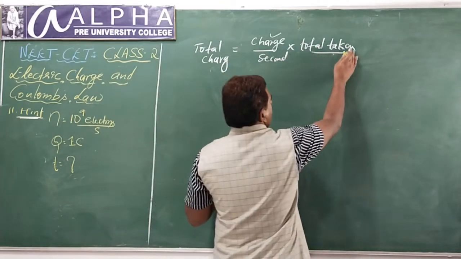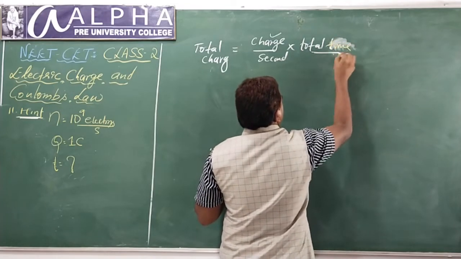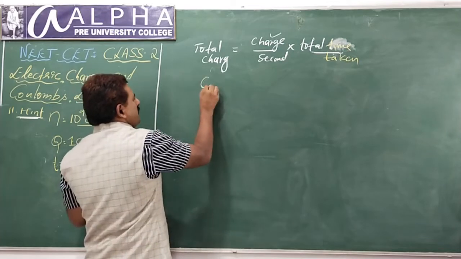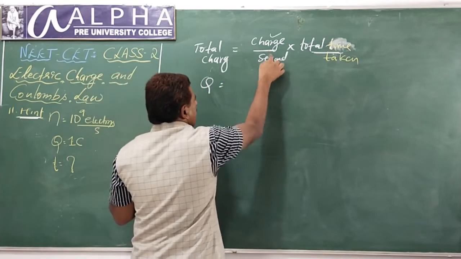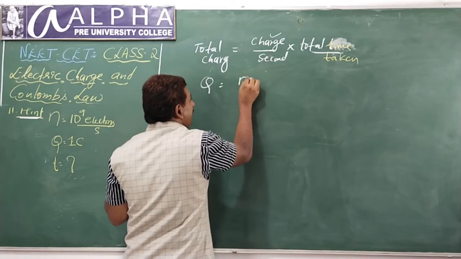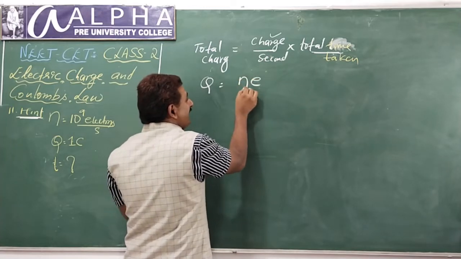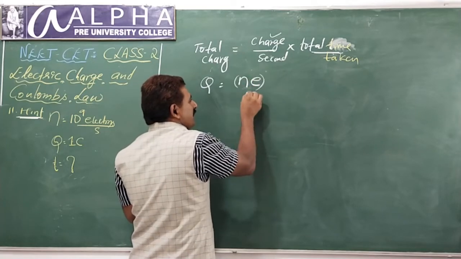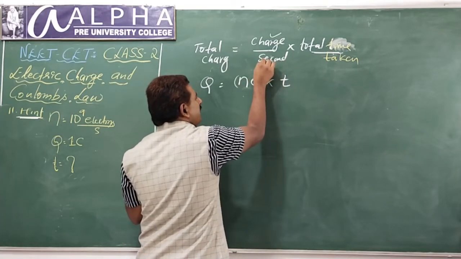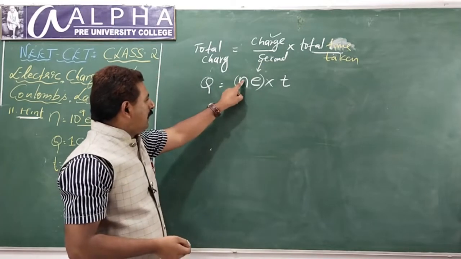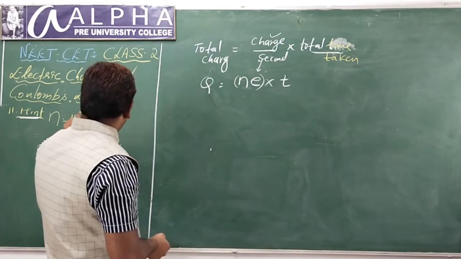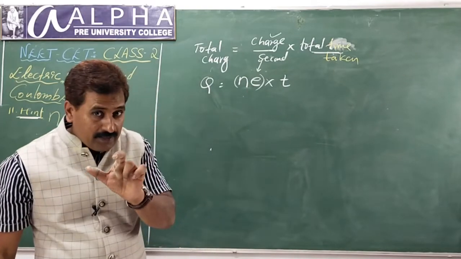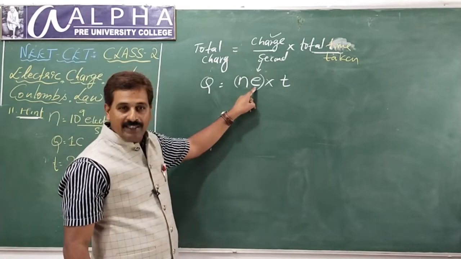Let me denote this total charge Q. Charge per second is N E. Why N E? Number of electrons into the charge of one electron is the total charge, into time. Remember, this is very, very interesting and important. What is N? Number per second. What is that number? 10 power 9. To convert the number of electrons into charge, multiply by E.